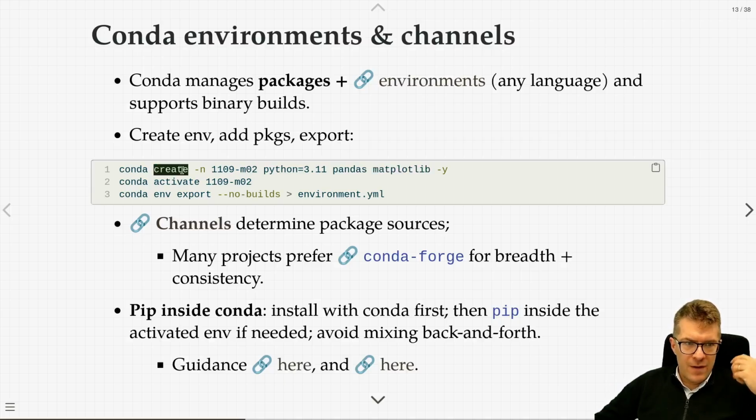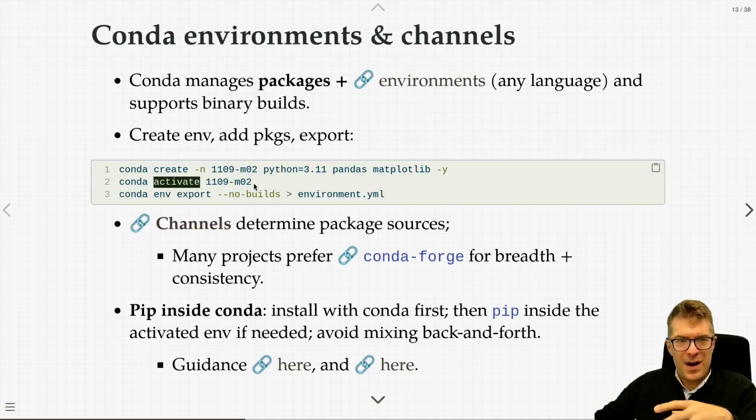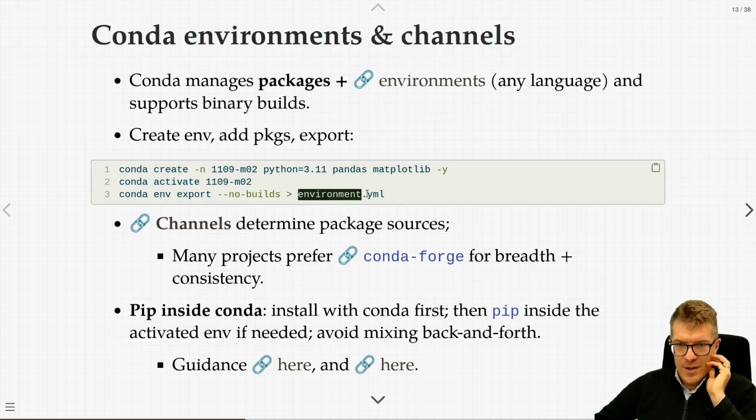So here we've created the environment. Here we've activated the environment. So now we're in environment 1109 module 2. I don't run a different environment for every module in this course, but just for the sake of the story. If you want to ship the environment, then you'd use conda environment export, and then you'd export it to this YAML file, which has information about your setup.